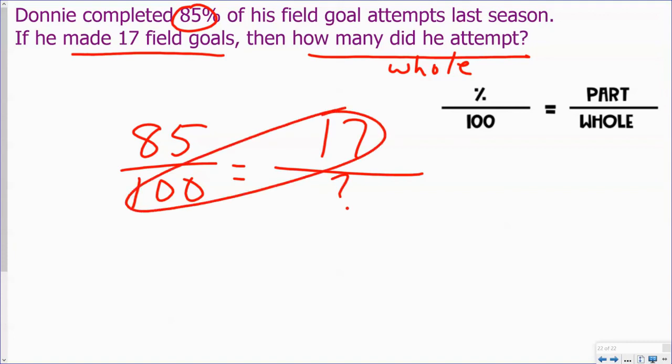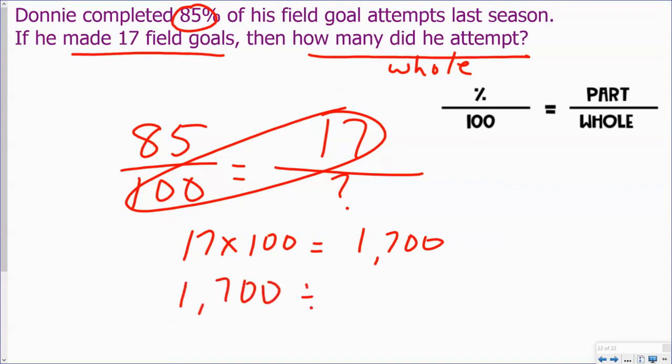So again, cross multiply. 17 multiplied by 100 gives me 1,700. And then I divide my 1,700 divided by my 85 here. And that gets me a total of 20. So Donnie attempted 20 field goals.